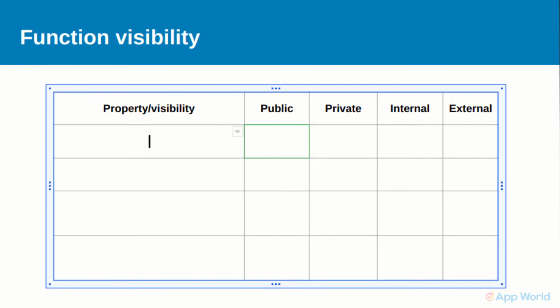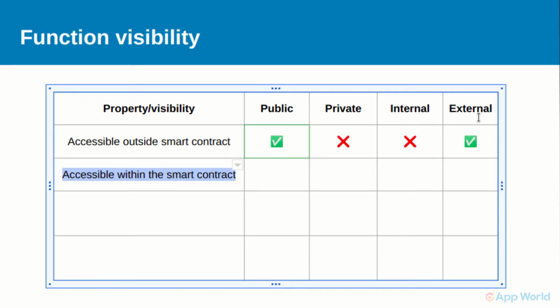So let's try to understand the difference between these visibilities with the help of one table. The first parameter is, can we access the functions from outside the smart contract? If the functions are declared as public or external, then they both can be accessed from outside the smart contract, whereas private and internal functions cannot be accessed. So what about within the smart contract? Can we call the functions inside the smart contract from the same smart contract? The answer is yes for public, private and internal, whereas externally declared functions cannot be called within the same contract.